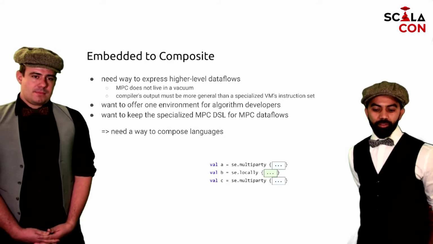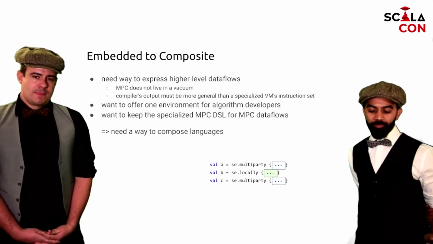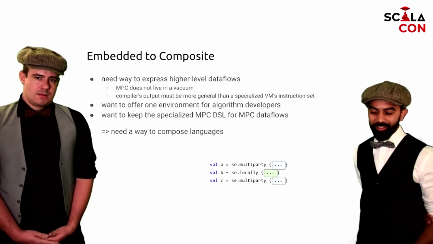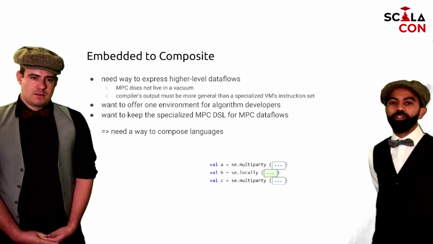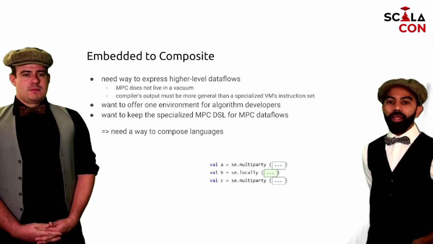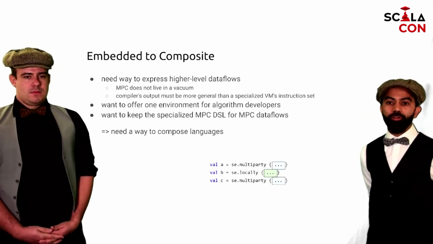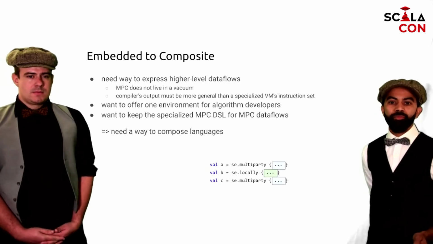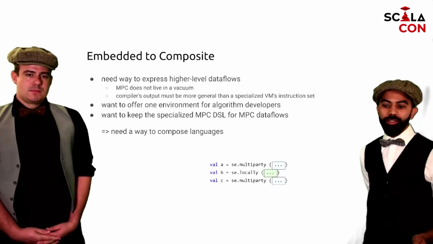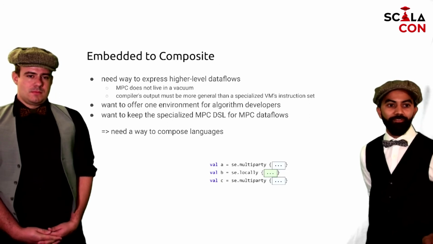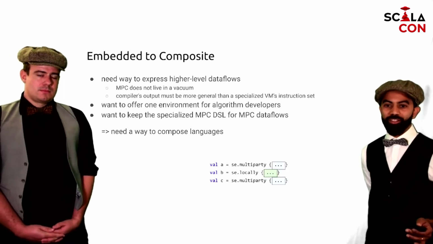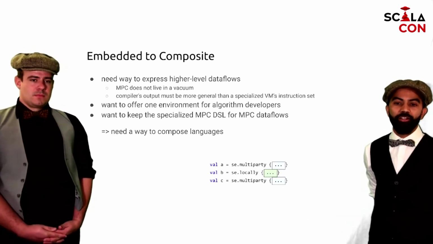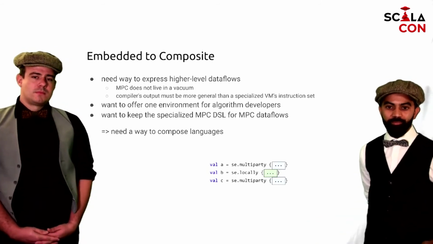So we went from an external DSL to an embedded DSL. And then we realized it was not enough. MPC was not enough, so we needed to go composite. And why do we need to go composite? Well, we need to express higher level data flows. And we also want to be able to do it in one single place, that is one single Scala file or one single Scala package, Scala library, instead of having to mix and match with other external dependencies.